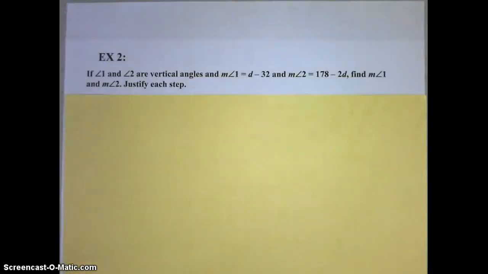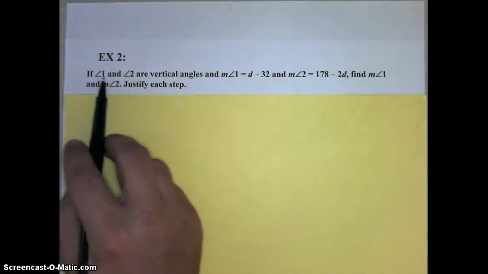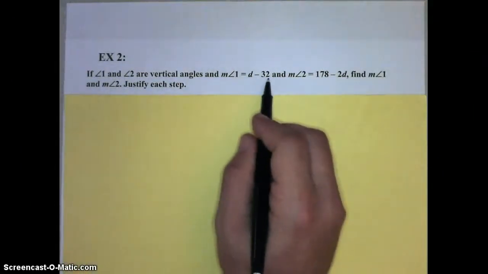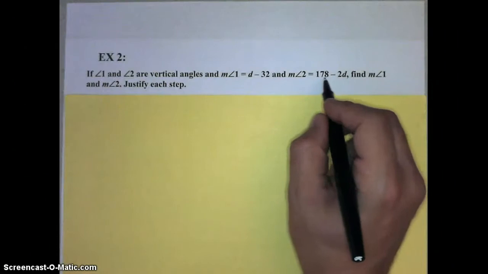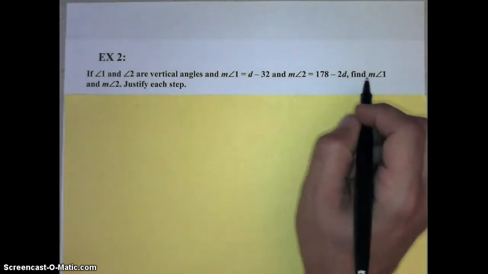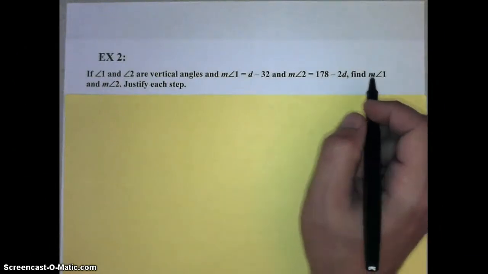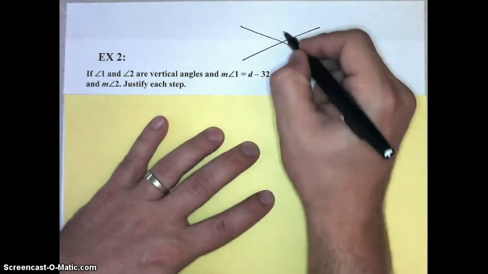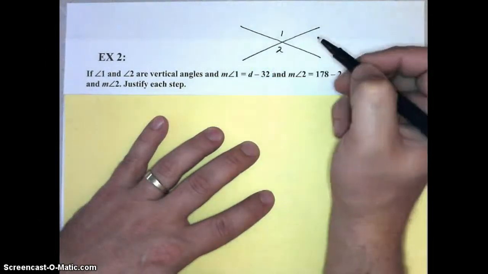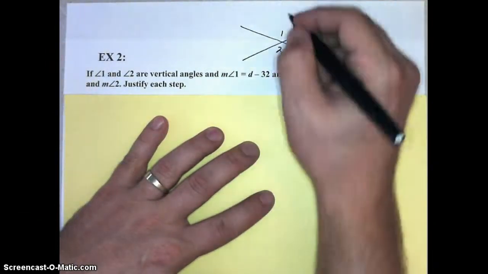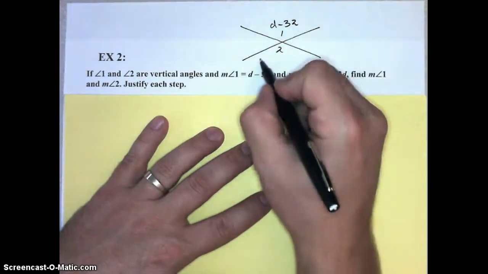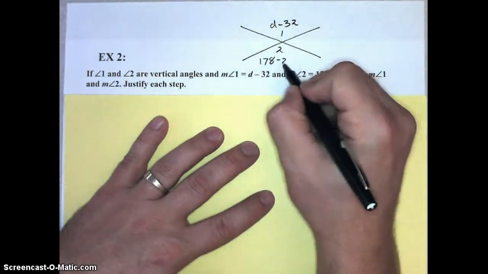All right, let's take a look at example 2. If angle 1 and angle 2 are vertical angles, and the measure of angle 1 is d minus 32, and the measure of angle 2 is expressed as 178 minus 2d, we should be able to find the measures of angles 1 and 2. Now I don't have to draw the picture here. I could draw any two vertical angles, 1 and 2. I could call the measure of angle 1 d minus 32, and the measure of angle 2 178 minus 2d.